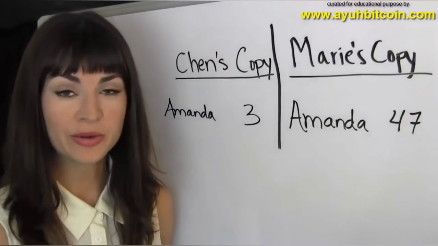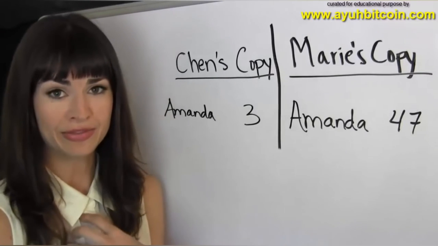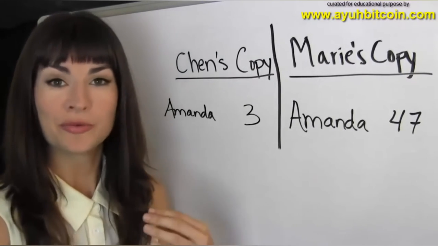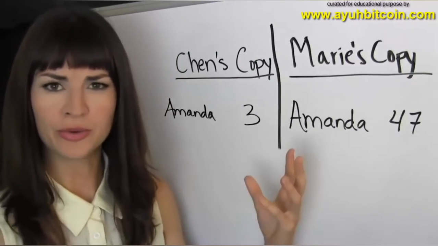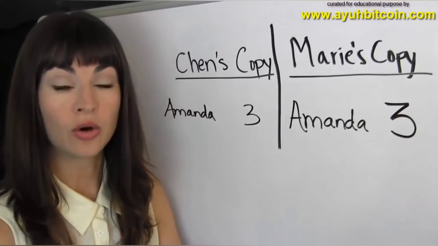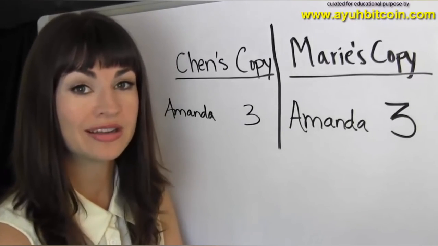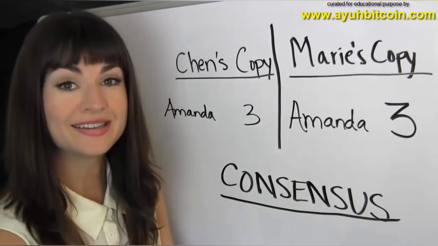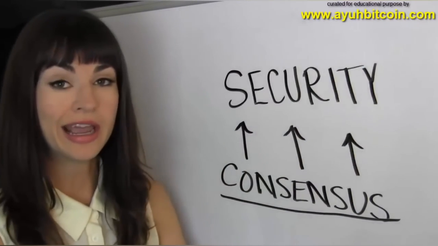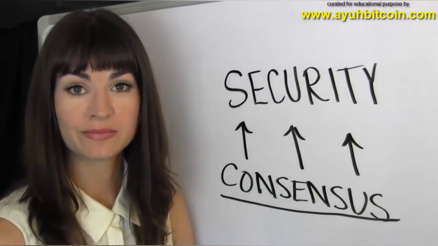For example, a situation like this in which Chen's copy of the blockchain reports that I have 3 e-monies, but Marie's copy reports that I have 47 would cause total chaos and would be of no use to anybody whatsoever. So the state in which all or the majority of the network agrees on the same versions of the blockchain is called consensus. And it is from consensus that a blockchain running network achieves most of its security.